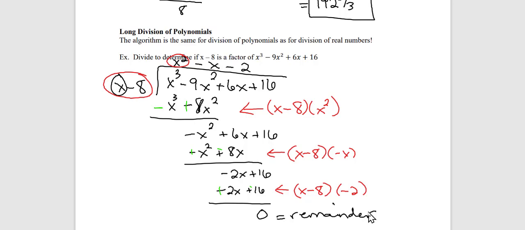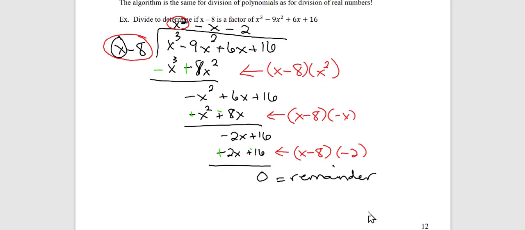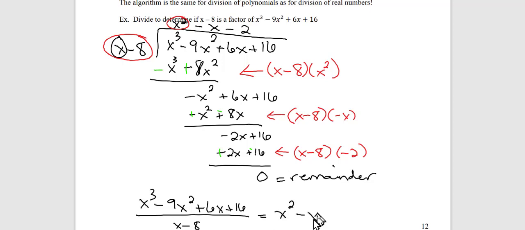It's all gone. That tells me x cubed minus 9x squared plus 6x plus 16 divided by x minus 8 is equal to what I have written above, x squared minus x minus 2. The question says divide to determine if x minus 8 is a factor of that big polynomial.